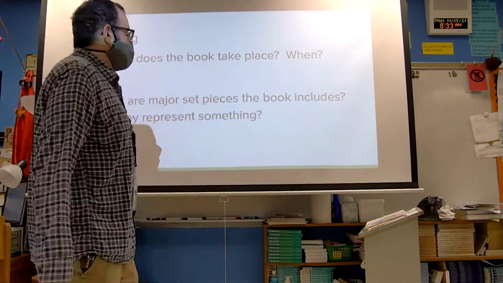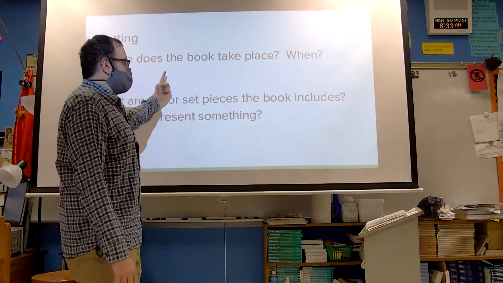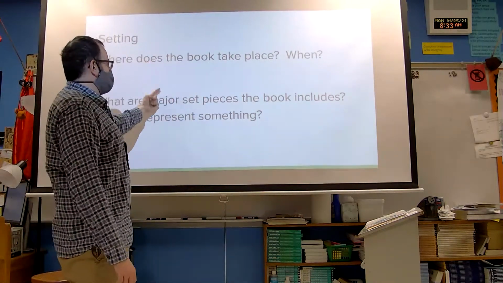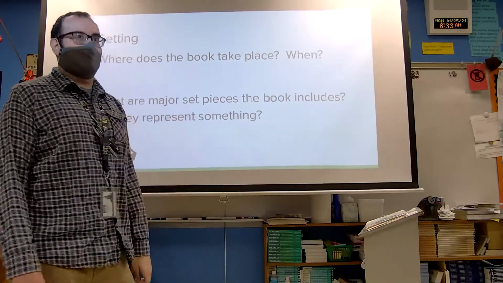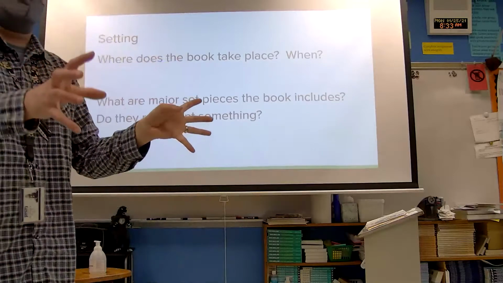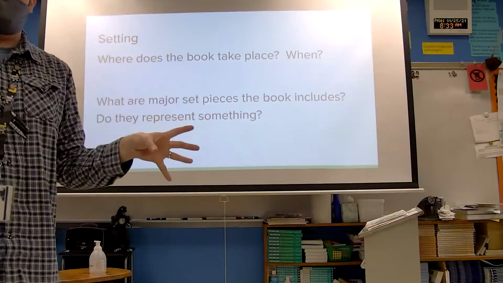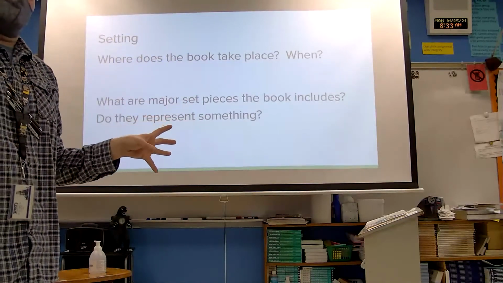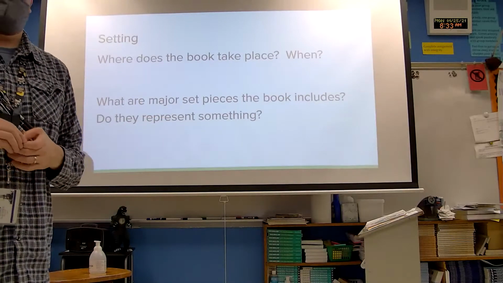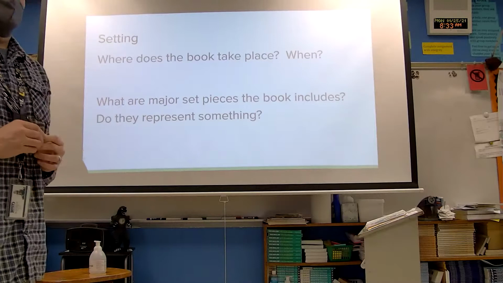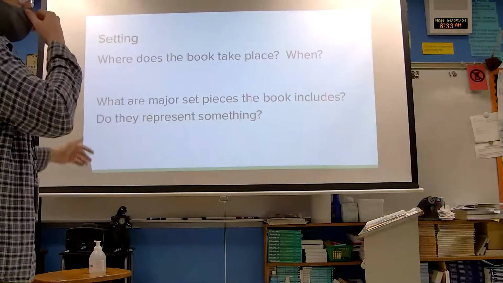So you notice that we have these two questions here about setting and then major set pieces. If I was looking at where does the book take place, I might generalize that setting a little bit more and say New York City. And I wouldn't get rid of everything we just said. I would push it down a little bit just to help us out. And then when does this take place?